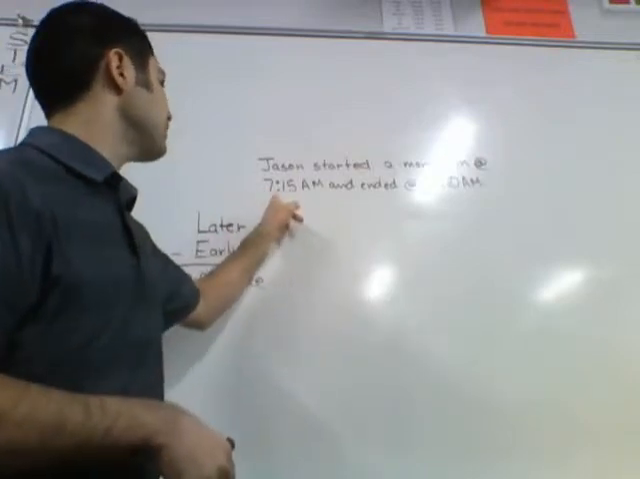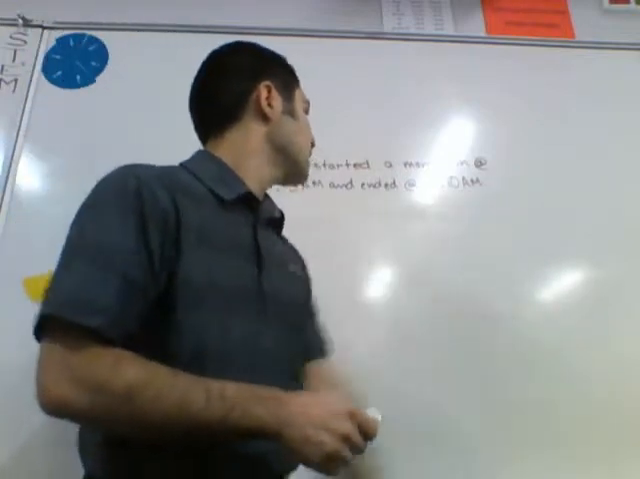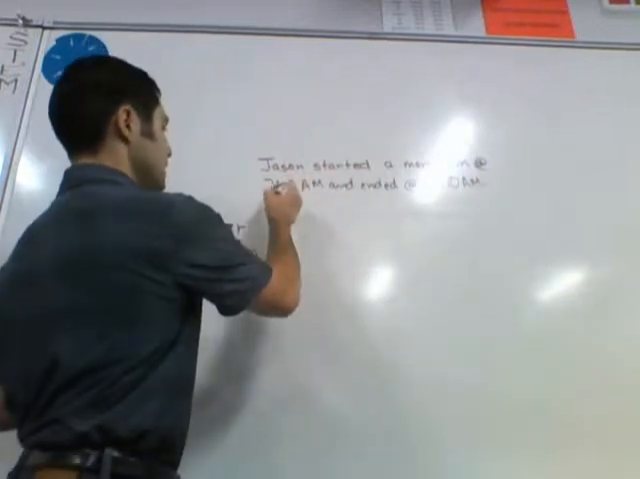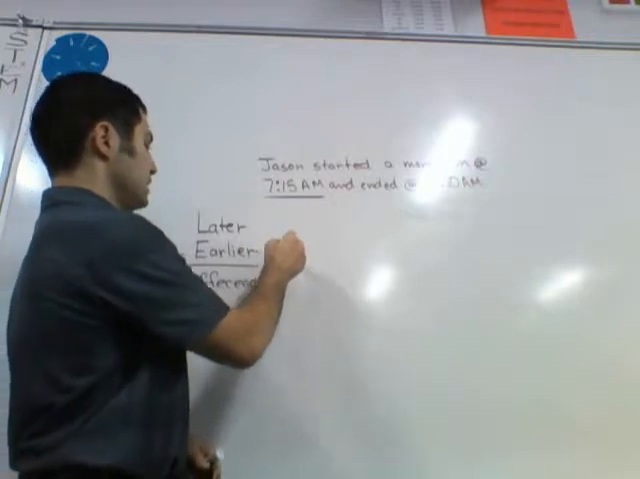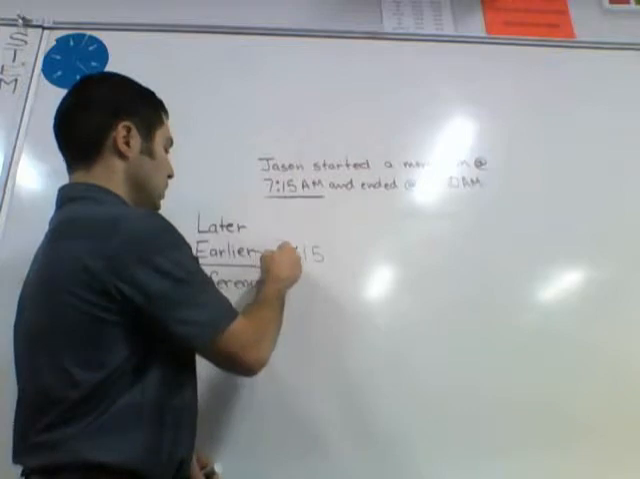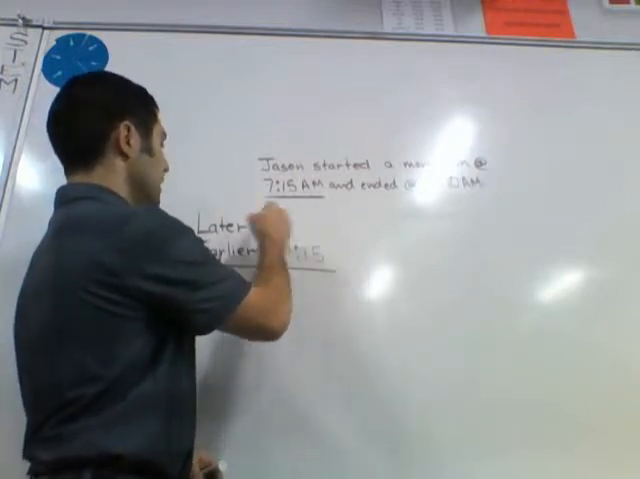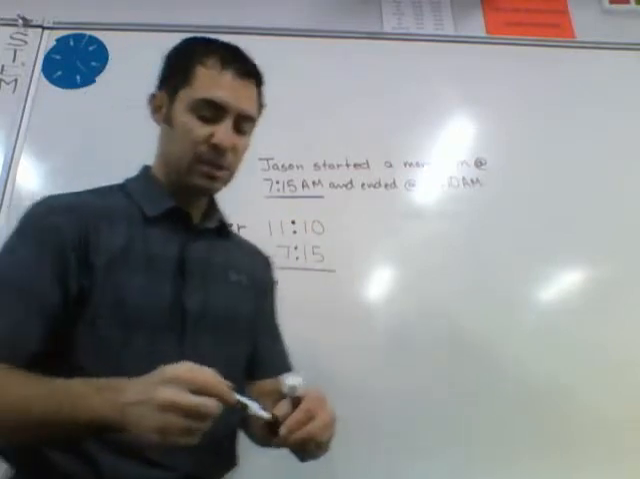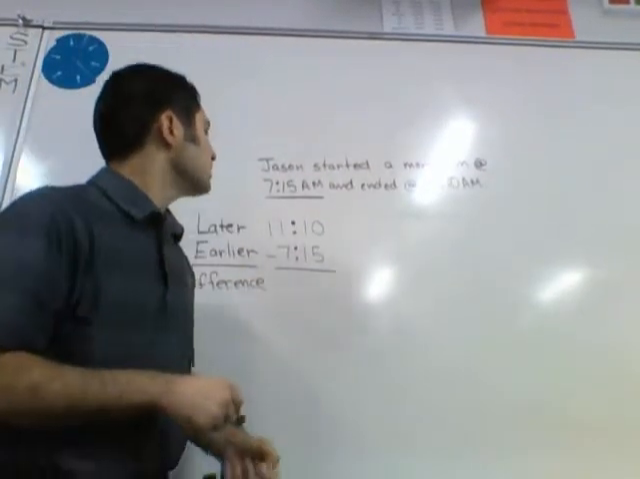In this situation, 7:15 a.m. is earlier than 11:10 a.m. So we're going to take 7:15 and put that in for early. We're going to subtract that from what happened later at 11:10, and that will give us how much time has elapsed since Jason started the marathon.